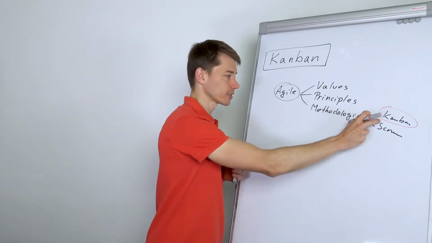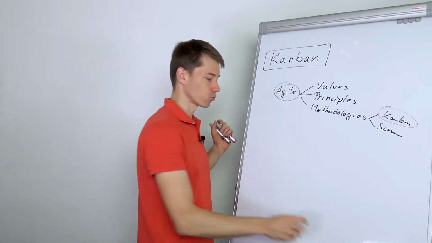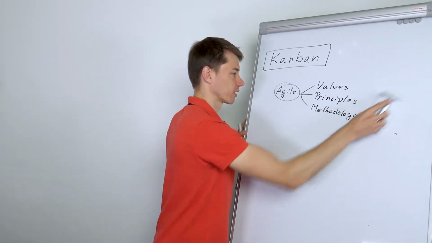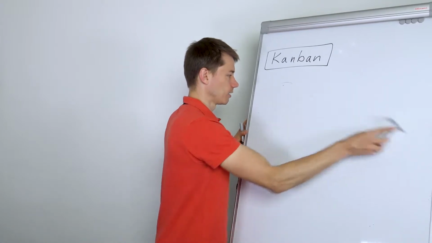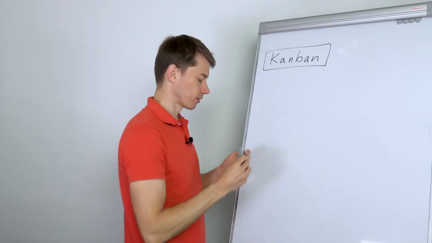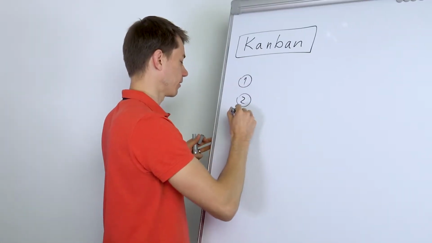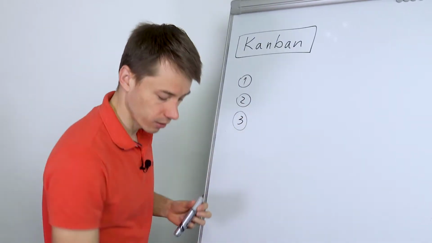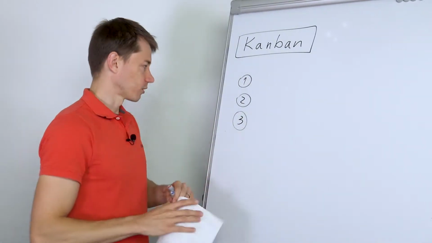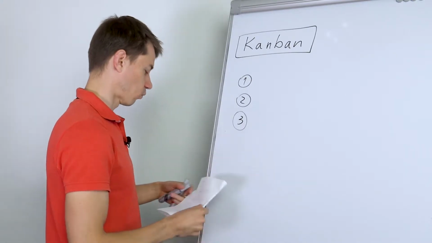And now, what does it mean? What Kanban as a methodology is, okay? That's what we are going to talk about right now. So let's start with the core principles of Kanban. So there are 3, okay, and we will go through them one by one, and I will demonstrate what they mean.